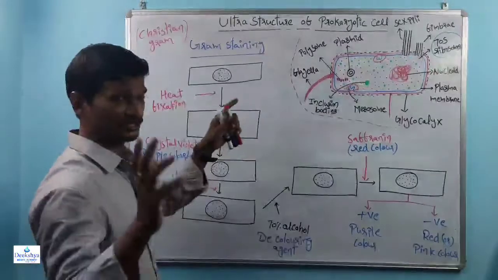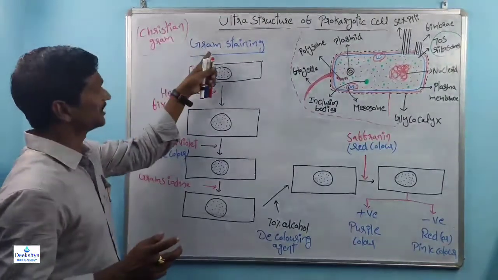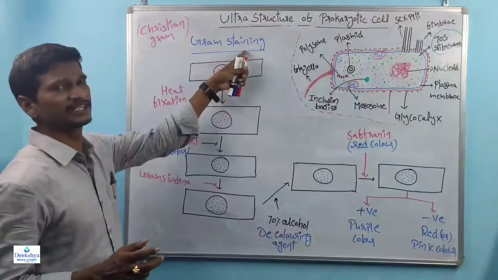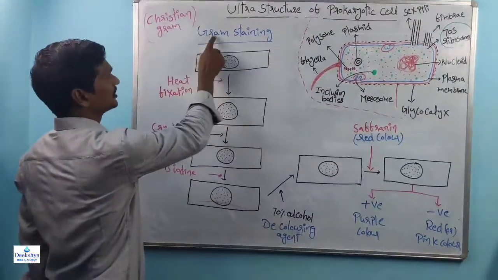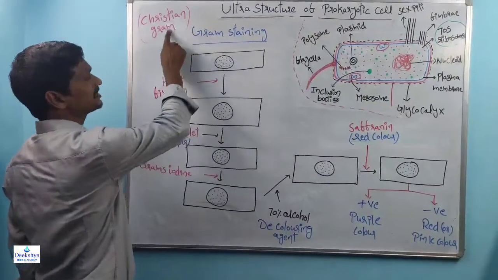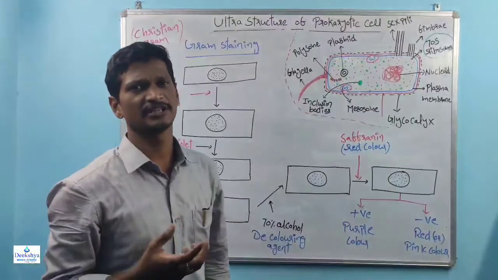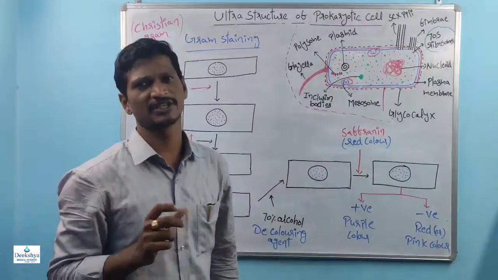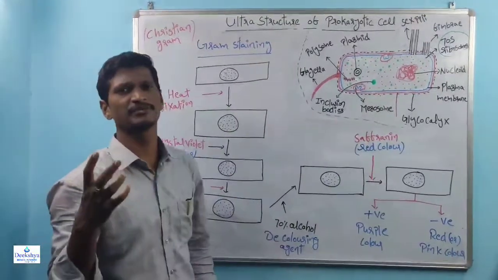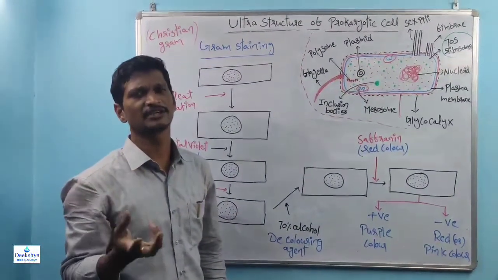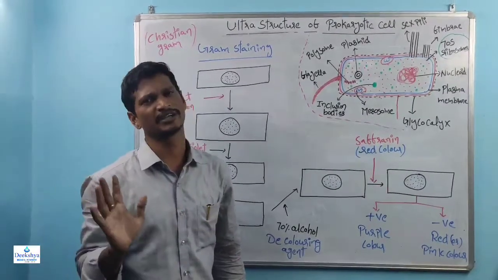In that case, the scientist's name is Christian Gram. That's the reason why that technique is called the Gram staining technique. The Gram is completely related to the scientist's name. We know stains are nothing but coloring agents. In this process, we are using different types of stains. Those stains support the identification of gram-positive and gram-negative bacteria.